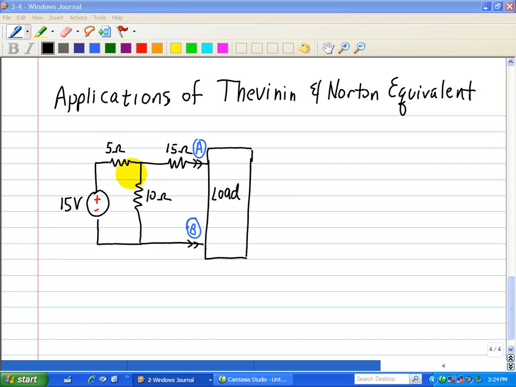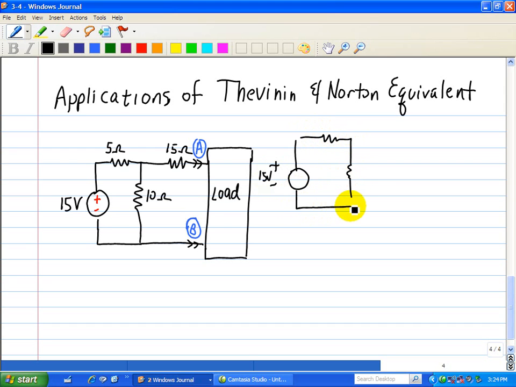So first we do the open circuit voltage, so we'll redraw the circuit with no load. That's what we mean by an open circuit voltage. So when we redraw it, it will look like this. 15 volts. We have a 5 ohm, and then a 15 ohm here, 5 ohm here, and a 10 ohm here.